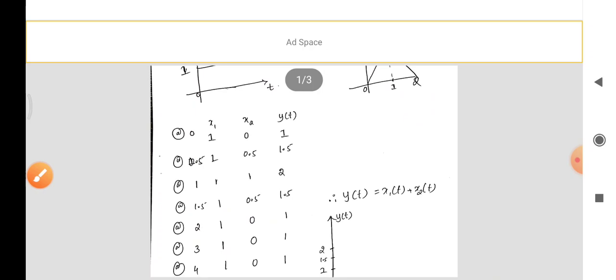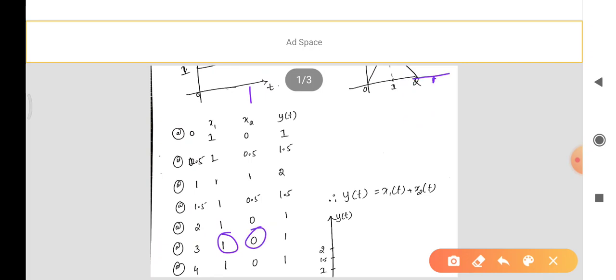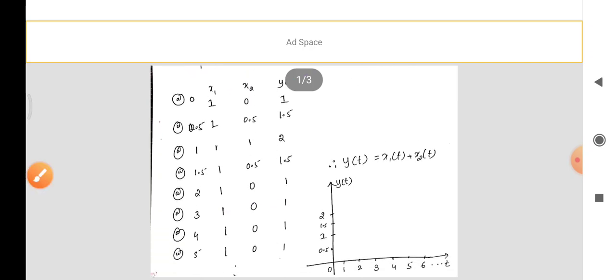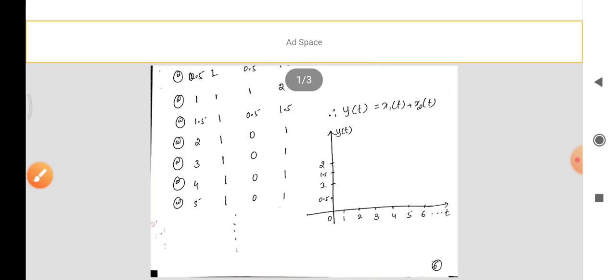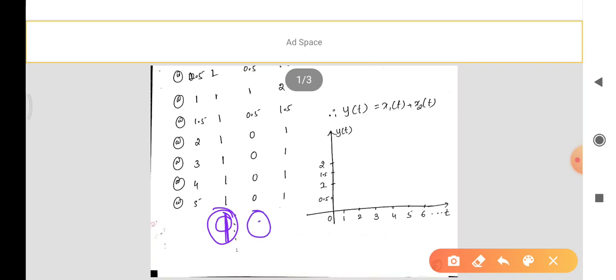And the next you continue with 3. At 3, the first signal magnitude is 1. What about the second signal? There is no signal, so you can take it as 0. 1 plus 0 will be 1. So when you take 4, 5, 6, 7 and so on, only the first signal will be present, that is 1, but the second signal will not be present. It is 0. So the addition of these two will be 1, 1, 1, 1, 1.